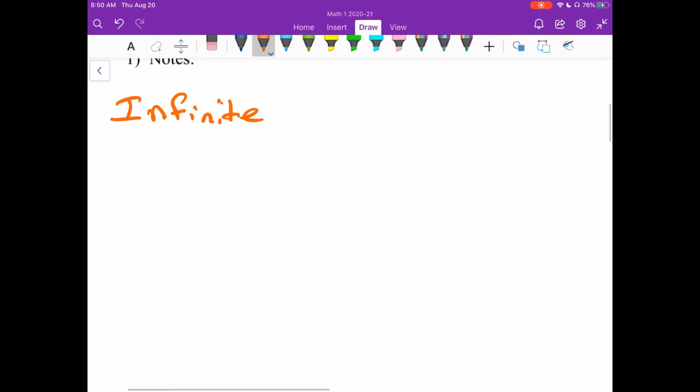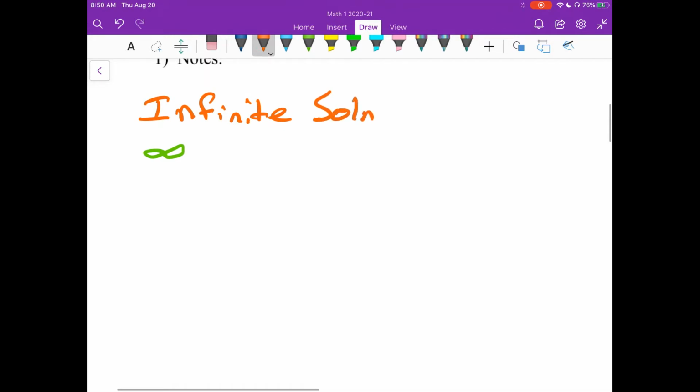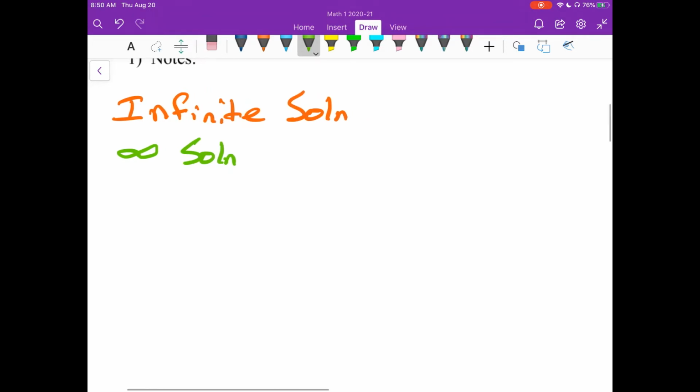You could also abbreviate this by the infinity symbol, and you're going to put solutions afterwards. And solutions can also be abbreviated. So either of these you could write. Infinite solution is going to happen anytime you have an equation where you find some kind of answer.